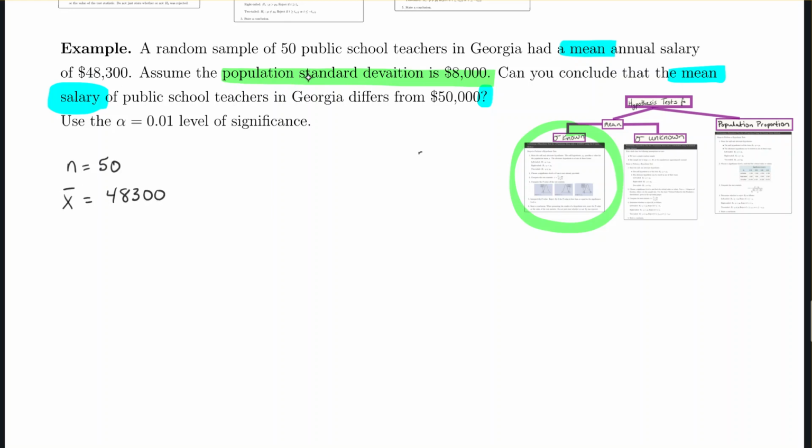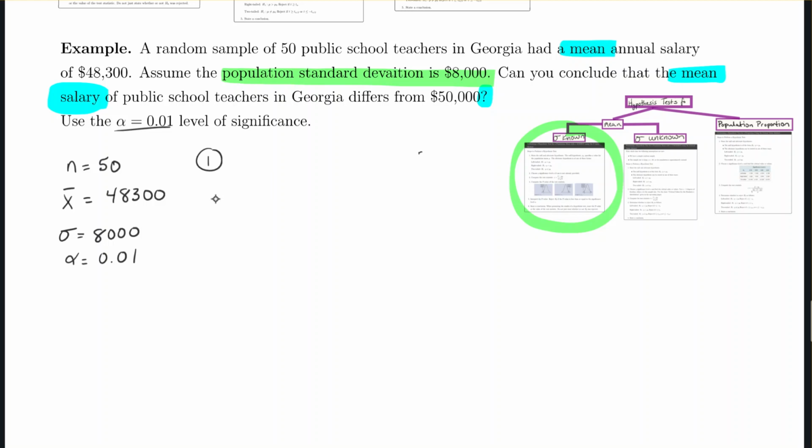Now we know the population standard deviation, not the sample standard deviation. The population is 8,000, so my sigma is $8,000. And I'm also going to record here that I was told to use alpha, my level of significance, 0.01. So here we're collecting all the necessary pieces of information from the problem.